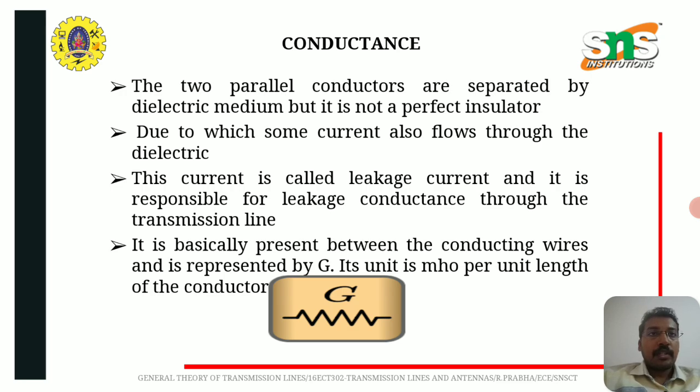Conductance. The two parallel conductors are separated by a dielectric medium, but it is not a perfect insulator, due to which some current also flows through the dielectric. This current is called leakage current and it is responsible for leakage conductance through the transmission line. It is basically present between the conducting wires and is represented by G. Its unit is mho per unit length of the conductor.